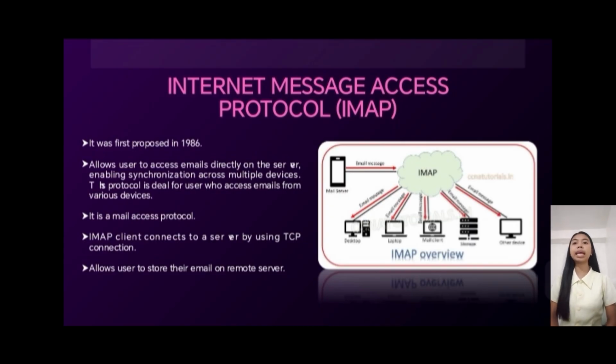The second type of email protocol is the Internet Message Access Protocol, or IMAP. It was proposed in 1986. It allows users to access emails directly on the server, enabling synchronization across multiple devices. This protocol is ideal for users who access emails from various devices. It is a mail access protocol. An IMAP client connects to a server by using a TCP connection and allows users to store their email on a remote server. So if SMTP sends an email, IMAP accesses the emails.